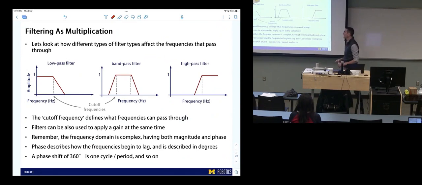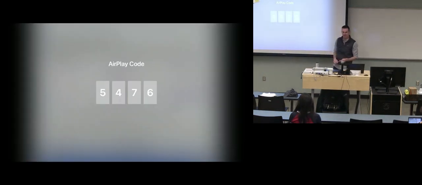Is it clear that when I say the multiplication, I'm talking about multiplying the signal's frequency content by a shape that looks like one of these?